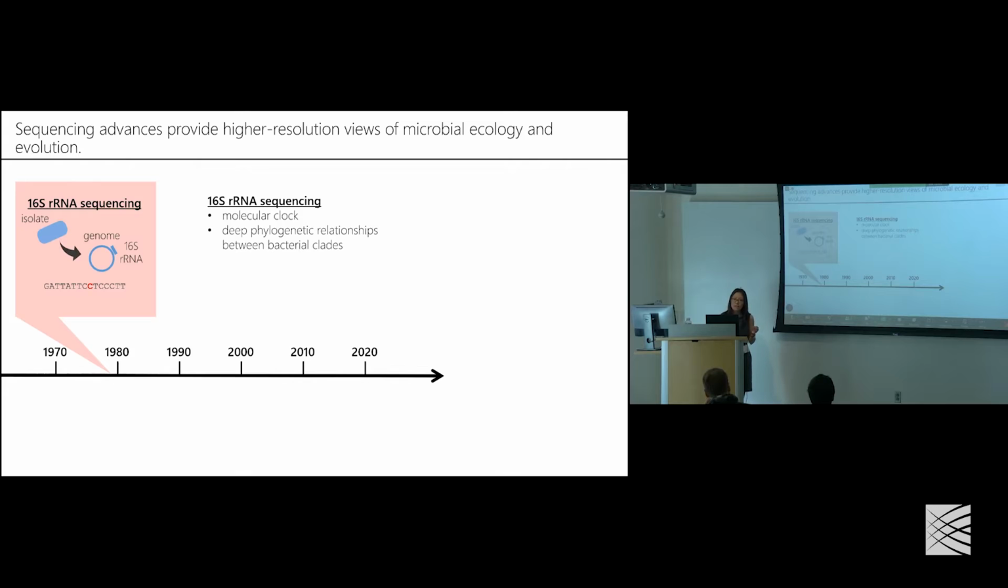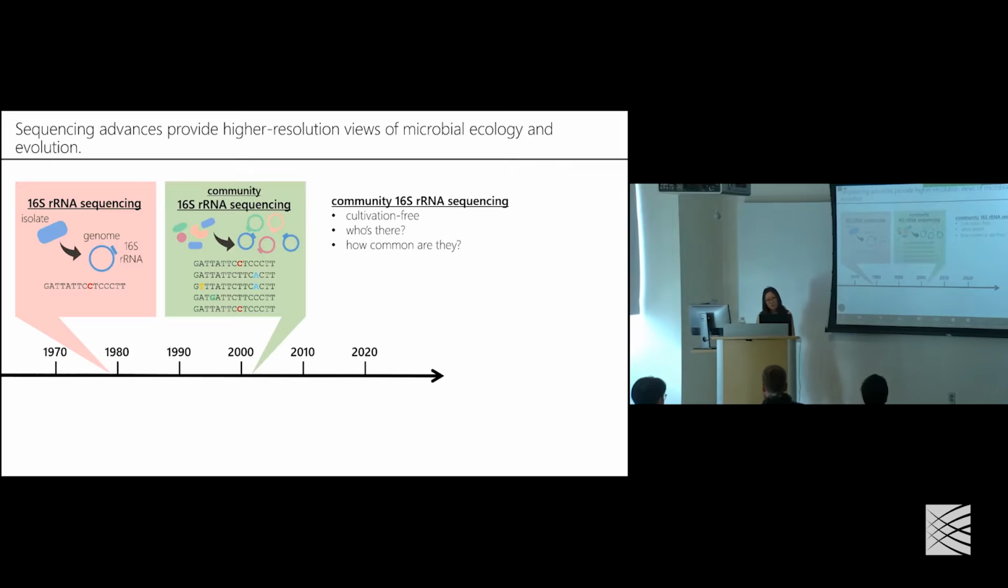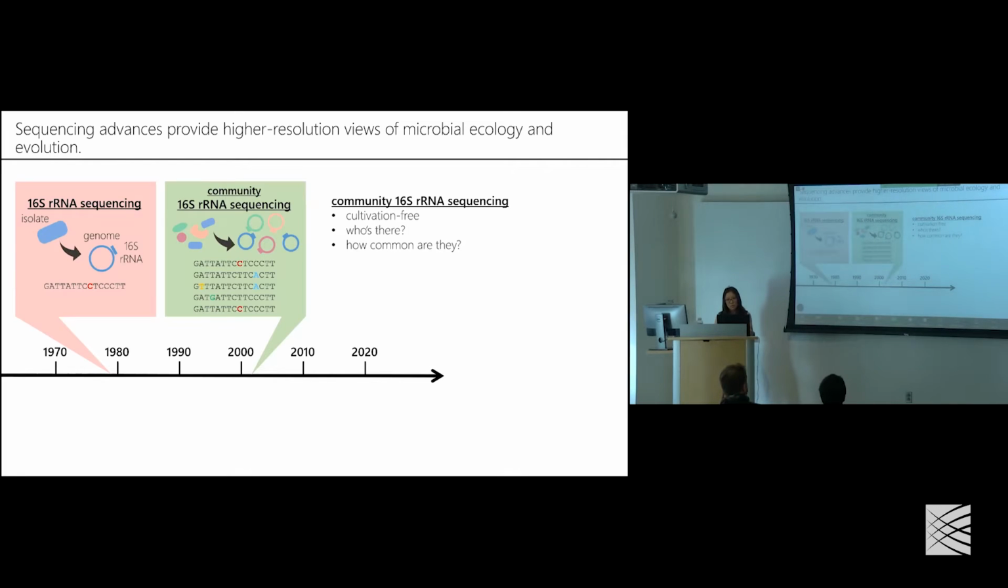This really started in the 1970s with the development of 16S rRNA sequencing. So for those of you who aren't really familiar, 16S rRNA is a very highly conserved gene that evolves very slowly across all groups of life. And so by sequencing this gene, we can get a sense of the deep phylogenetic relationships between bacterial clades. As sequencing became more high throughput, we started being able to do 16S sequencing across an entire community. And so this was really powerful because it allowed the field to start assessing community composition using cultivation-free methods, meaning we didn't actually have to successfully grow these microbes in the lab to know who was there and how common they are in these communities.